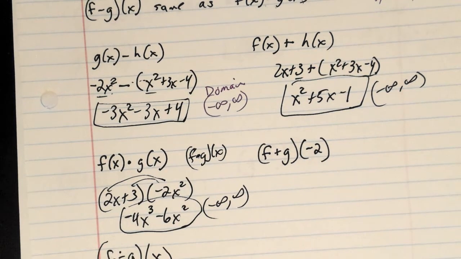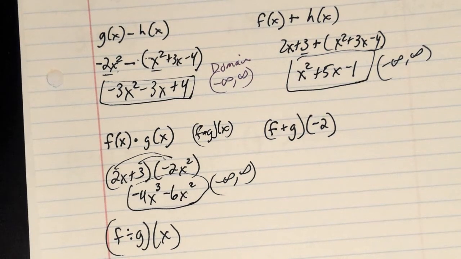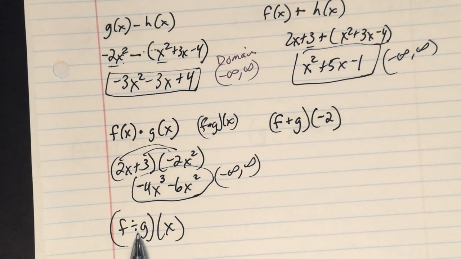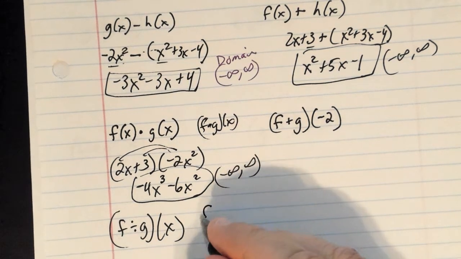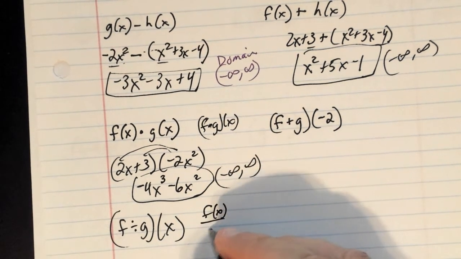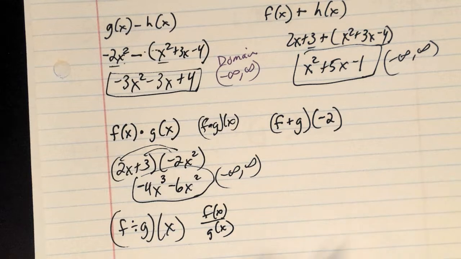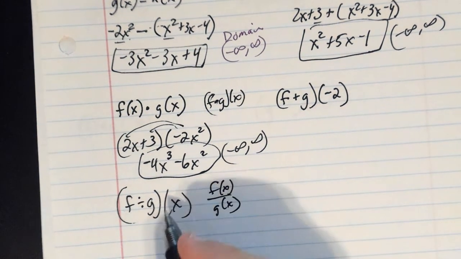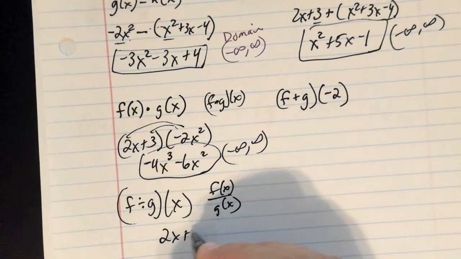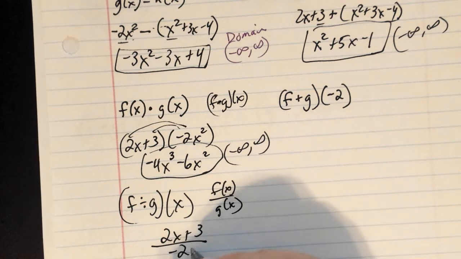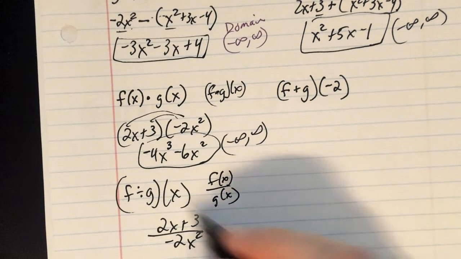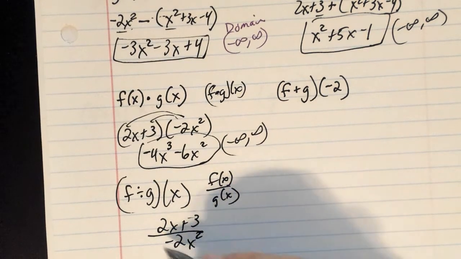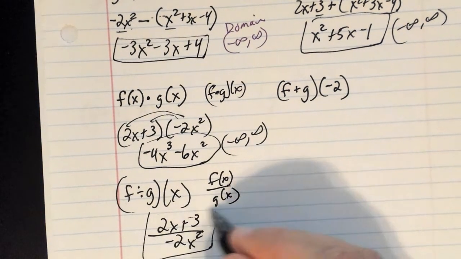Now, I realize I didn't have one in here, so let's look at this one, f divided by g of x. In other words, f of x divided by g of x. Okay, so we're going to have f of x divided by g of x. Alright, so that's all we can do. There's no reducing that. There's nothing I can reduce out of that. So that answer would be right.